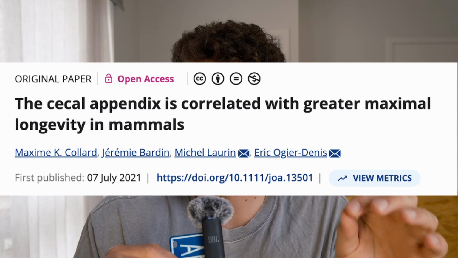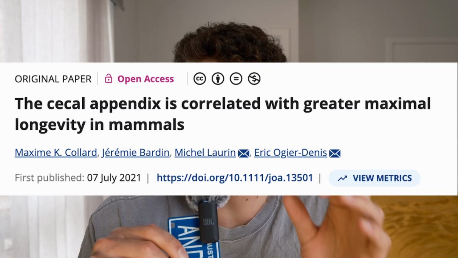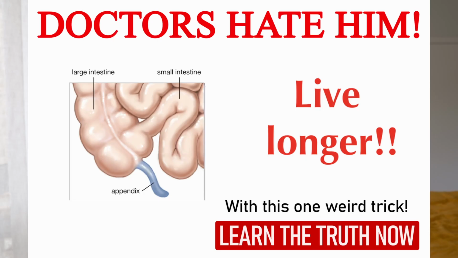Another groundbreaking study in 2021 by Collard et al. displayed that, weight for weight, because weight roughly predicts an animal's lifespan, the appendix would increase longevity. In other words, when comparing animals of the same weight, which should have the same lifespan, if one of them had an appendix, it would live longer, it would have a longer lifespan, thus further supporting the idea that the appendix is not some mistake of evolution, but rather a little worm-like tube of longevity.